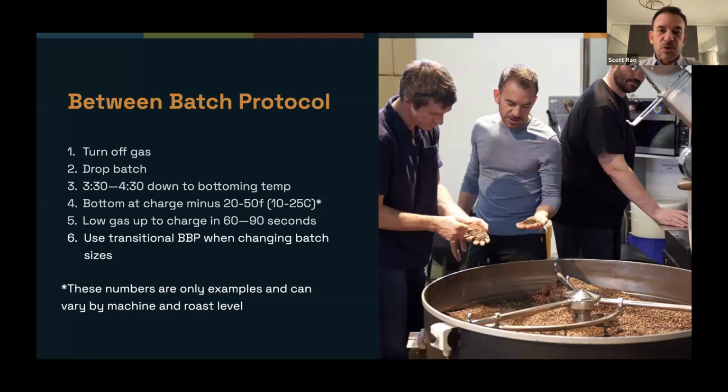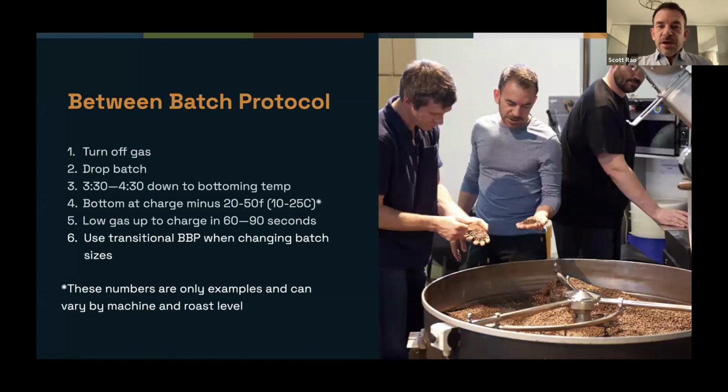Now, this between batch protocol will work extremely well if you are roasting relatively consistent in terms of color. You're not alternating between very light and very dark roasts. And it'll work very well if you're sticking with one batch size. If you want to change batch sizes, you need something called a transitional BBP.